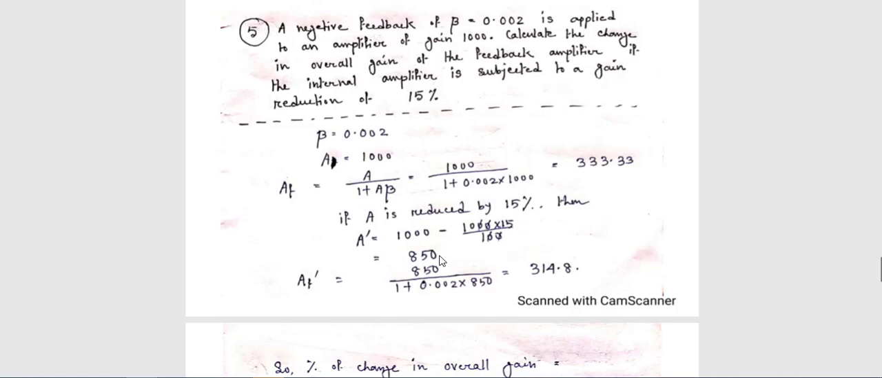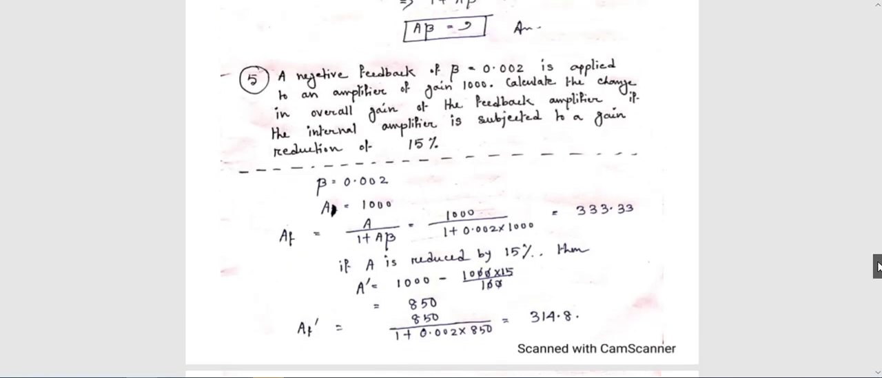In that condition, again you have to calculate the gain of the feedback circuit. If your internal gain is 850, then what is the value of your changed AF? The changed AF is denoted here as AF dash. So your AF dash is what? 314.8. That means due to the 15% reduction of internal gain, the gain value of the overall circuit, considering the negative feedback, at first was 333.33, and next it will become 314.8.